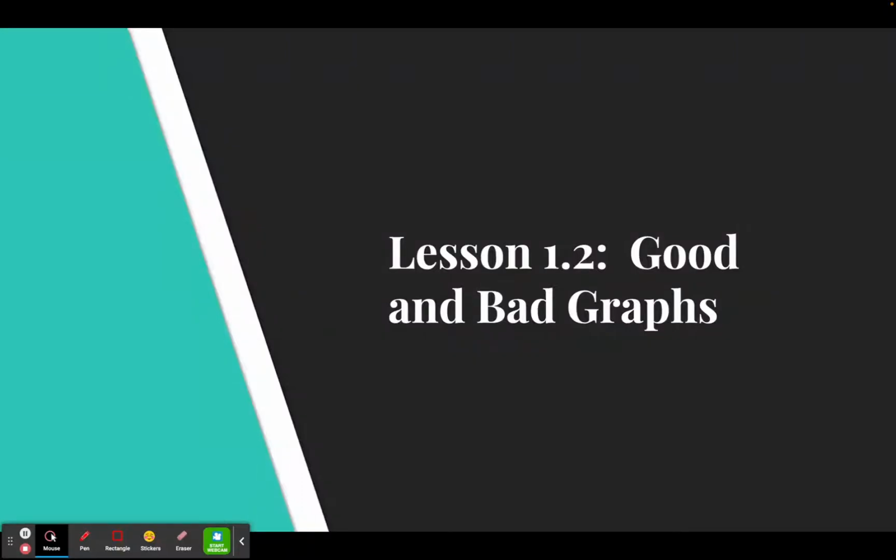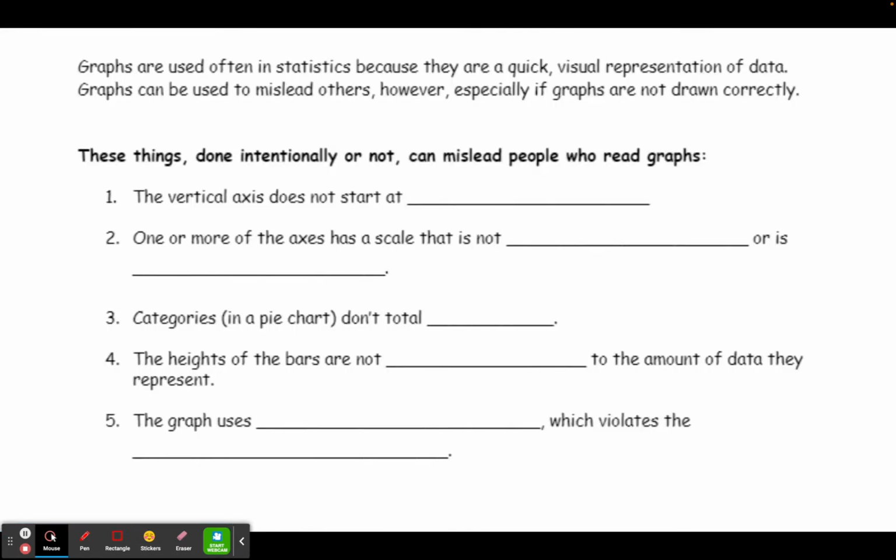Lesson 1.2 is about good and bad graphs. Now that we've learned about some different ways to display categorical data, we want to look at what can go wrong when graphs are made.